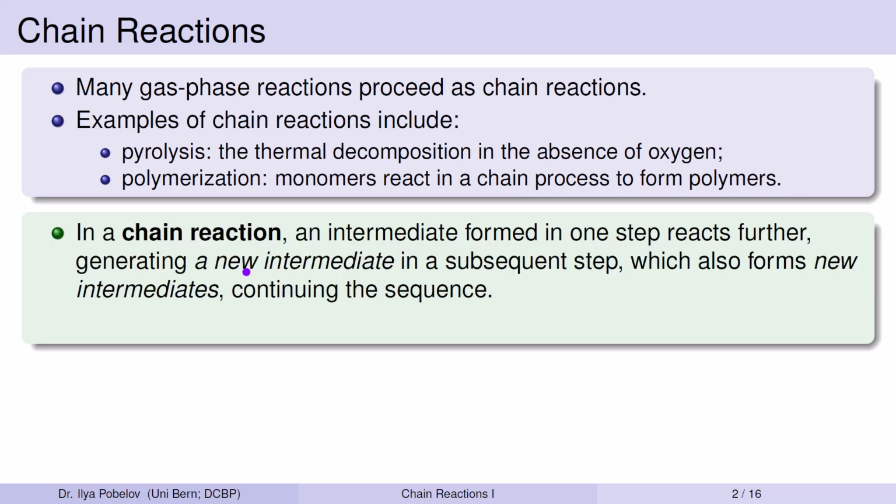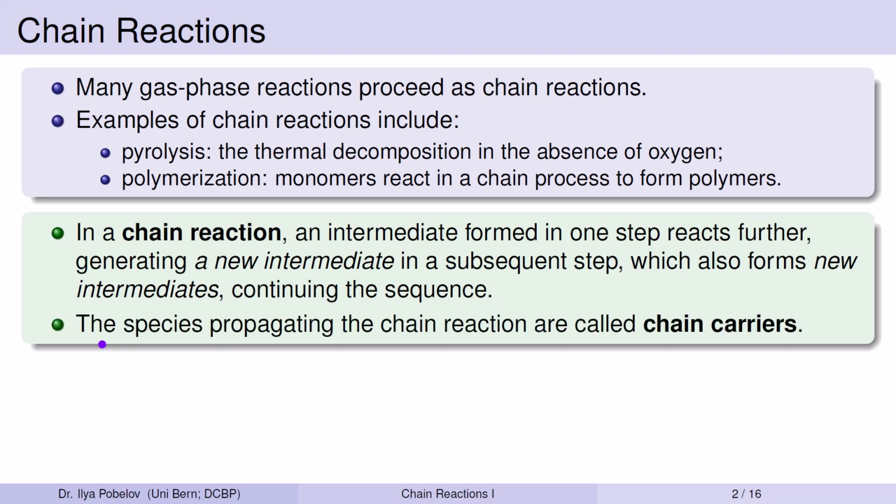In a chain reaction, an intermediate formed in one step reacts further, generating a new intermediate in a subsequent step, which also forms new intermediates, continuing the sequence. The species propagating the chain reaction in this manner are called chain carriers.